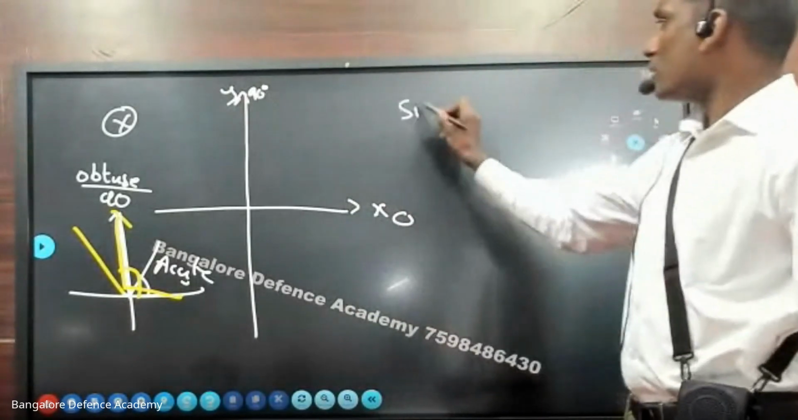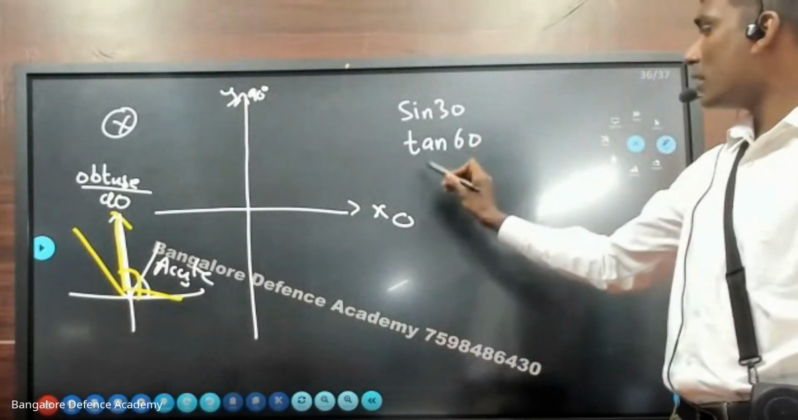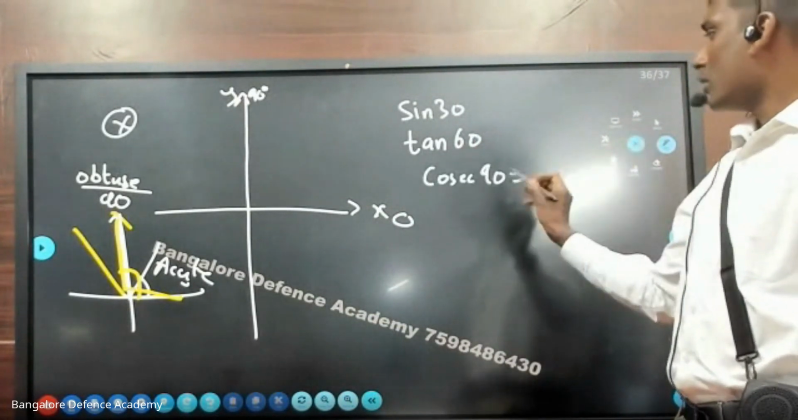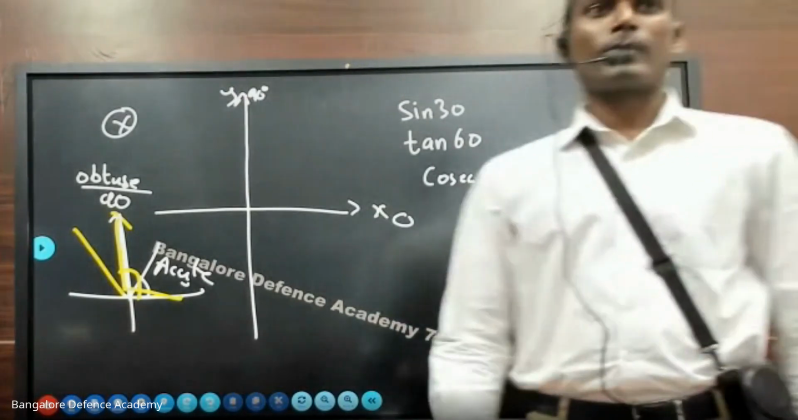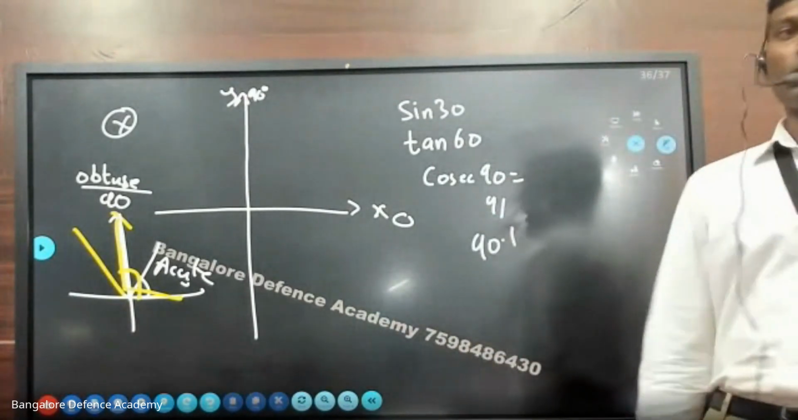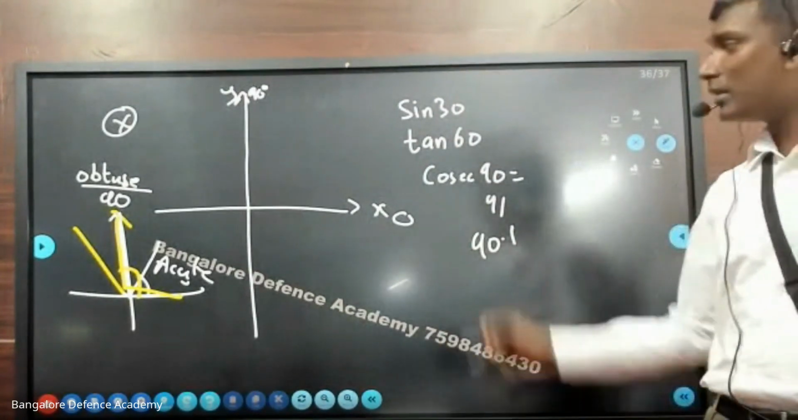They will ask you what is the value of sin 30? They will ask you what is the value of tan 60? They will ask what is the cosecant 90 value? That's it. They won't ask 91, not even 90.1. If they do, you can happily say that you want extra marks.